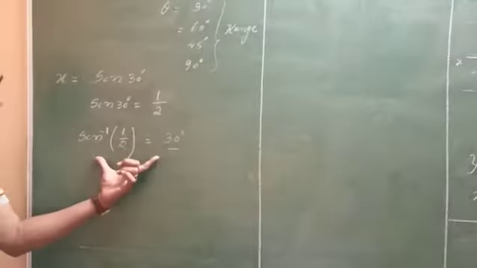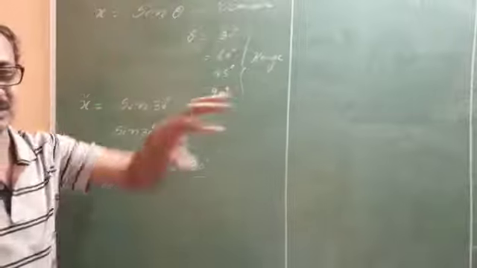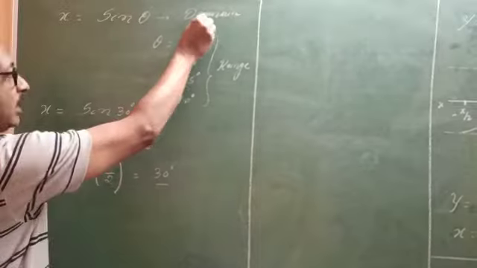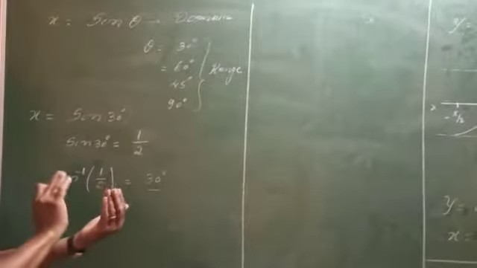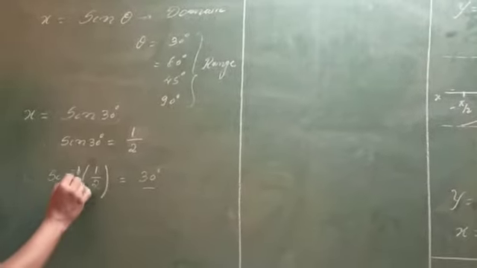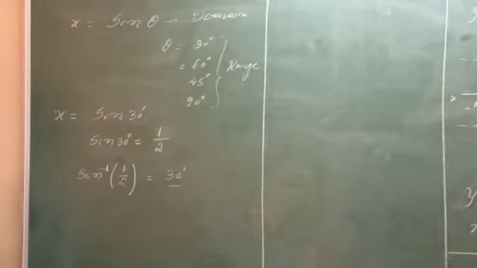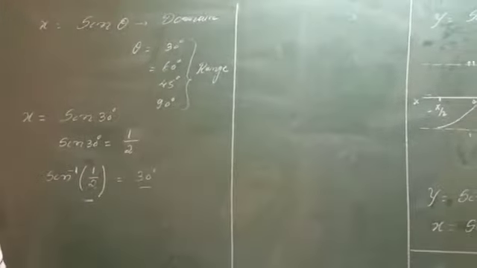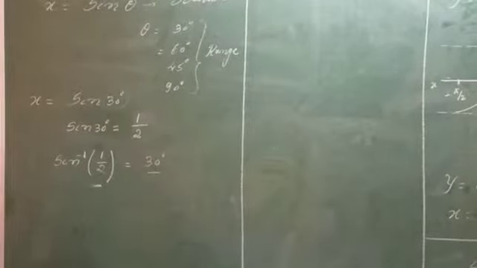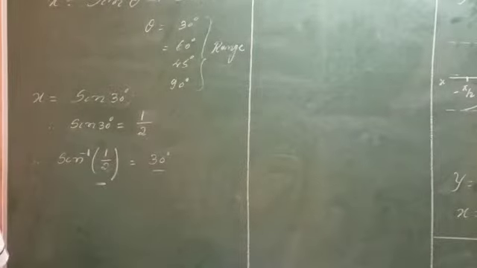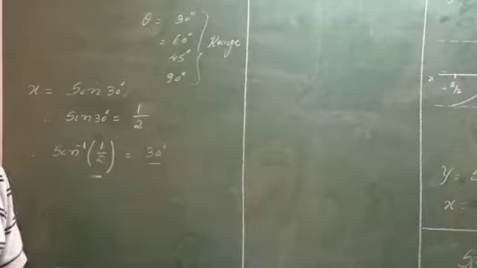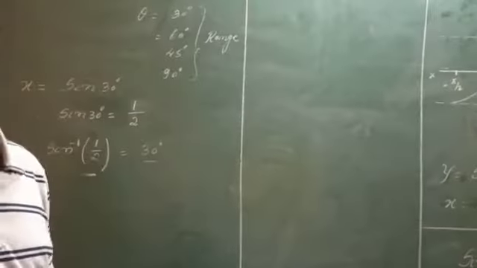So what is the meaning of an inverse trigonometrical function? Here the domain becomes the range, and the range becomes the domain. We always represent this with arc sine. This is what we call an inverse trigonometrical function. We have sine inverse, cos inverse, tan inverse, cosecant inverse, secant inverse, and so on.